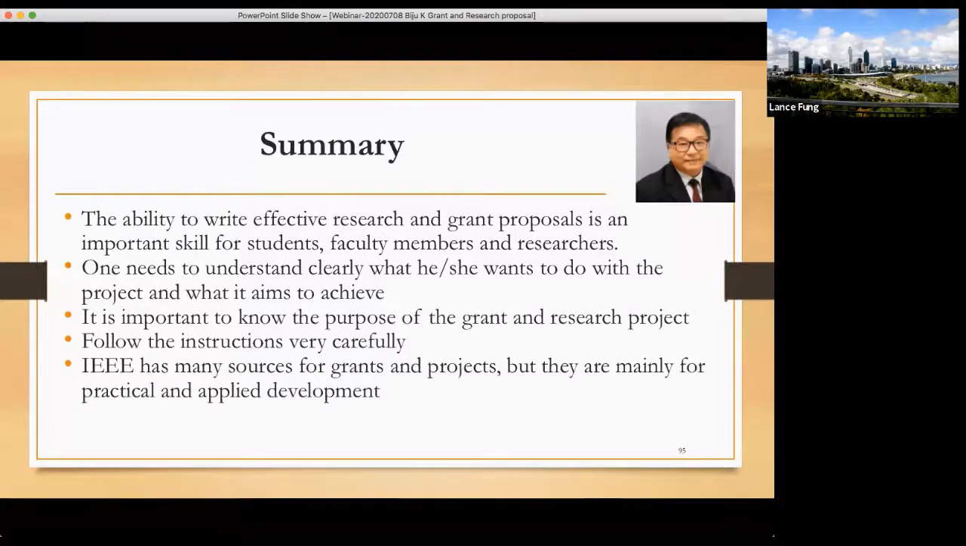Follow the instructions very carefully. And there are a lot of other sources. I only use NICS as one example. I can name some others, like the site is one example. I believe Kerala, you would have something like that. They give around between $1,000 to $10,000 or $20,000.